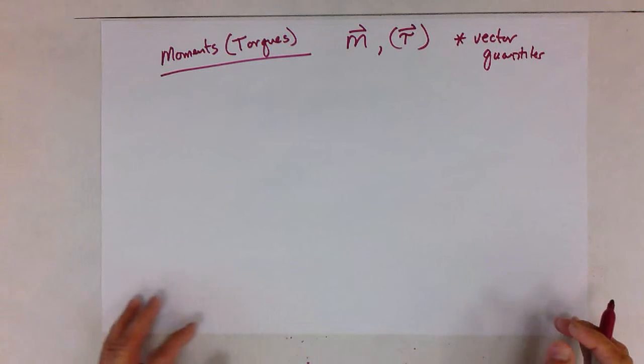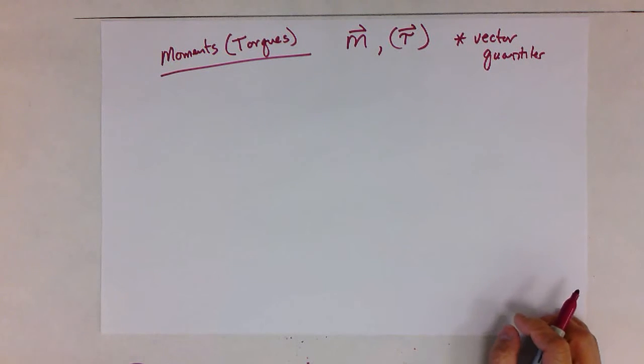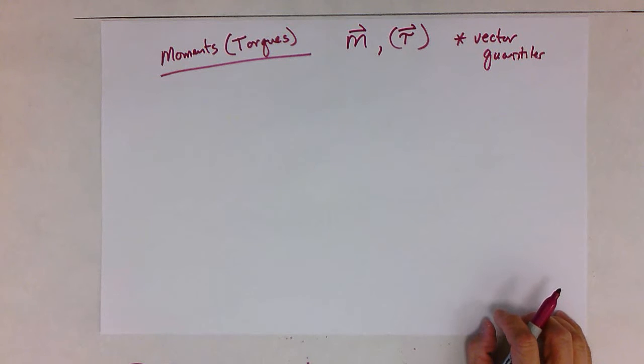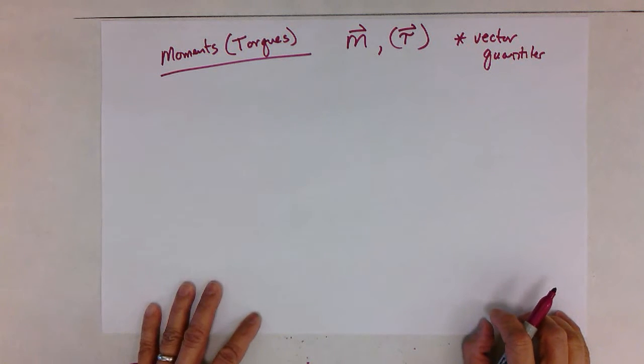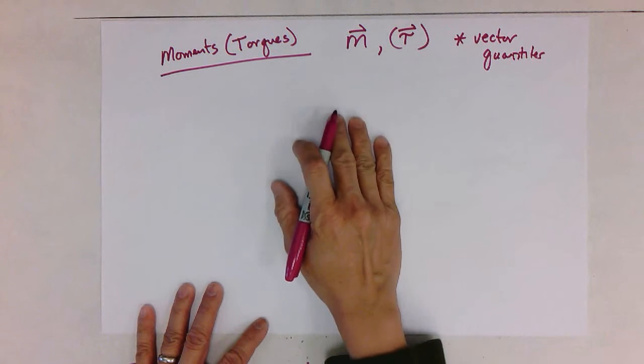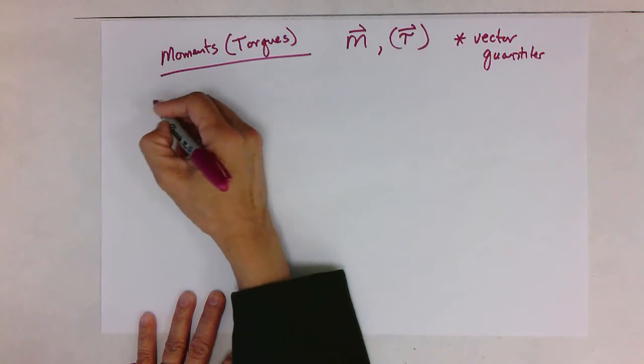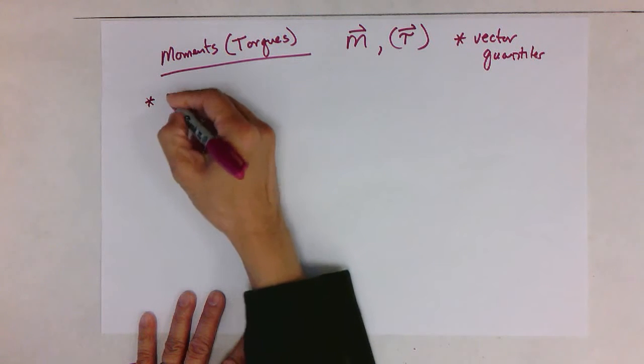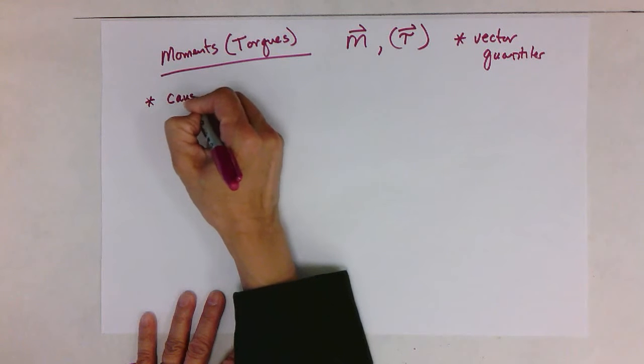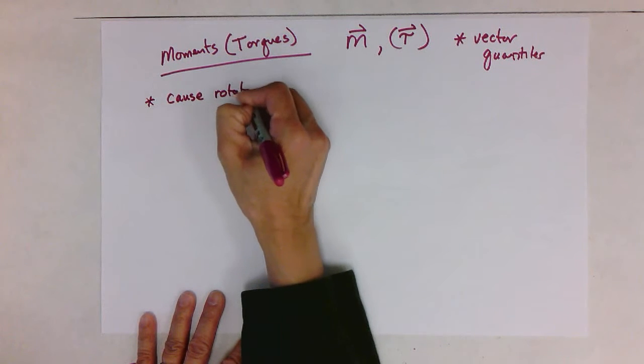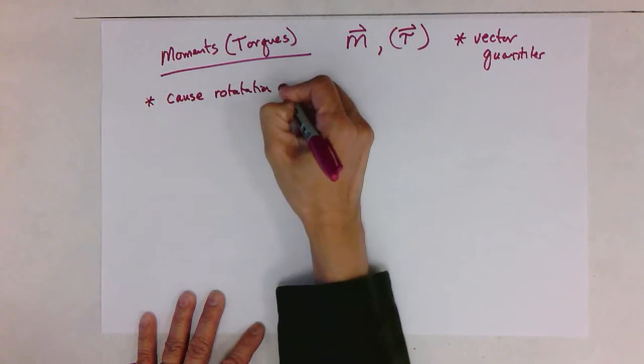So all the vector mathematics, all the vector properties that you've seen before, dot products, cross products, components, addition, subtraction, etc., can be applied to these vectors. So what do these things do? Let's start out with a little conceptual description. These things cause rotation about an axis.